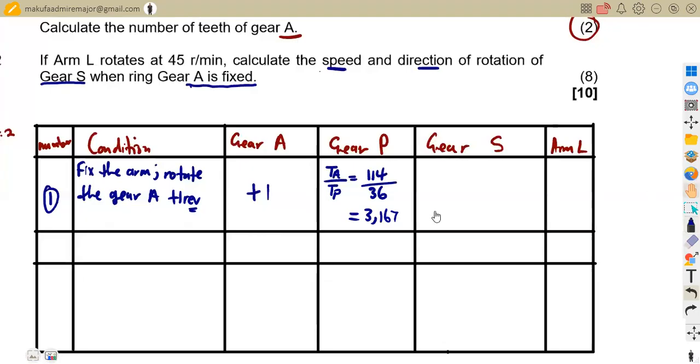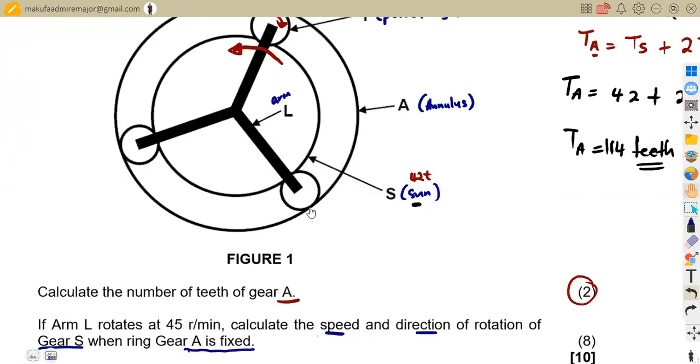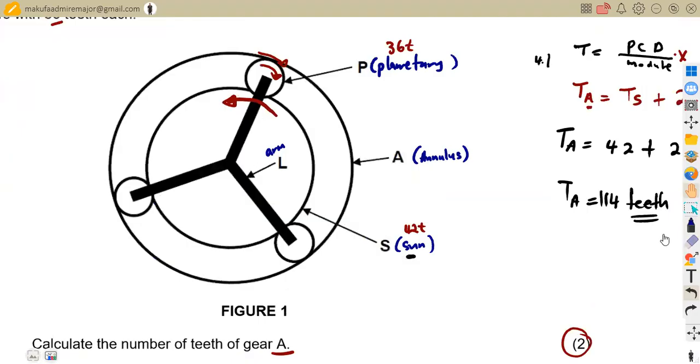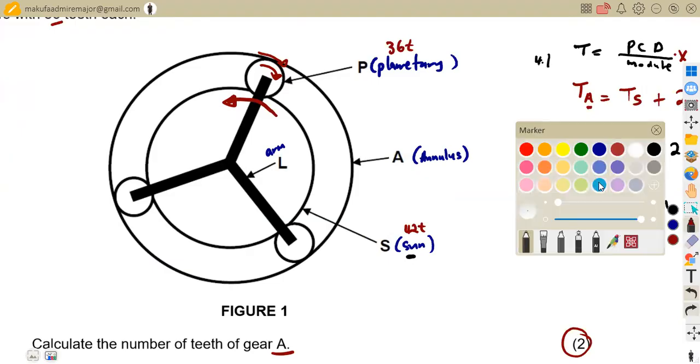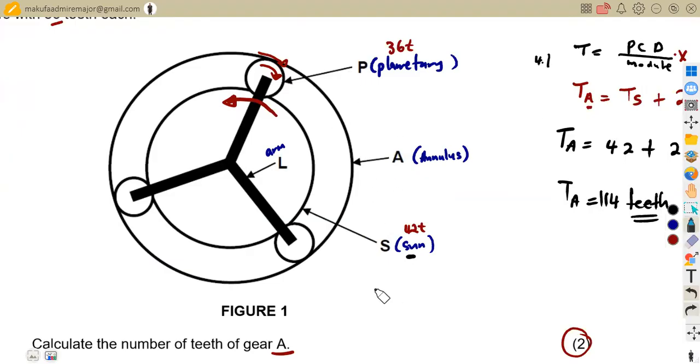What is going to happen with the sun gear? Remember, we said the sun gear is going anti-clockwise, but as it is inside this one, it's affected from the planetary. The planetary is affected from the annulus. So meaning to say we shall have that combination of the annulus and the planetary that we had before. And what was our combination? It was TA over TP. Remember, we had TA over TP from the previous part.